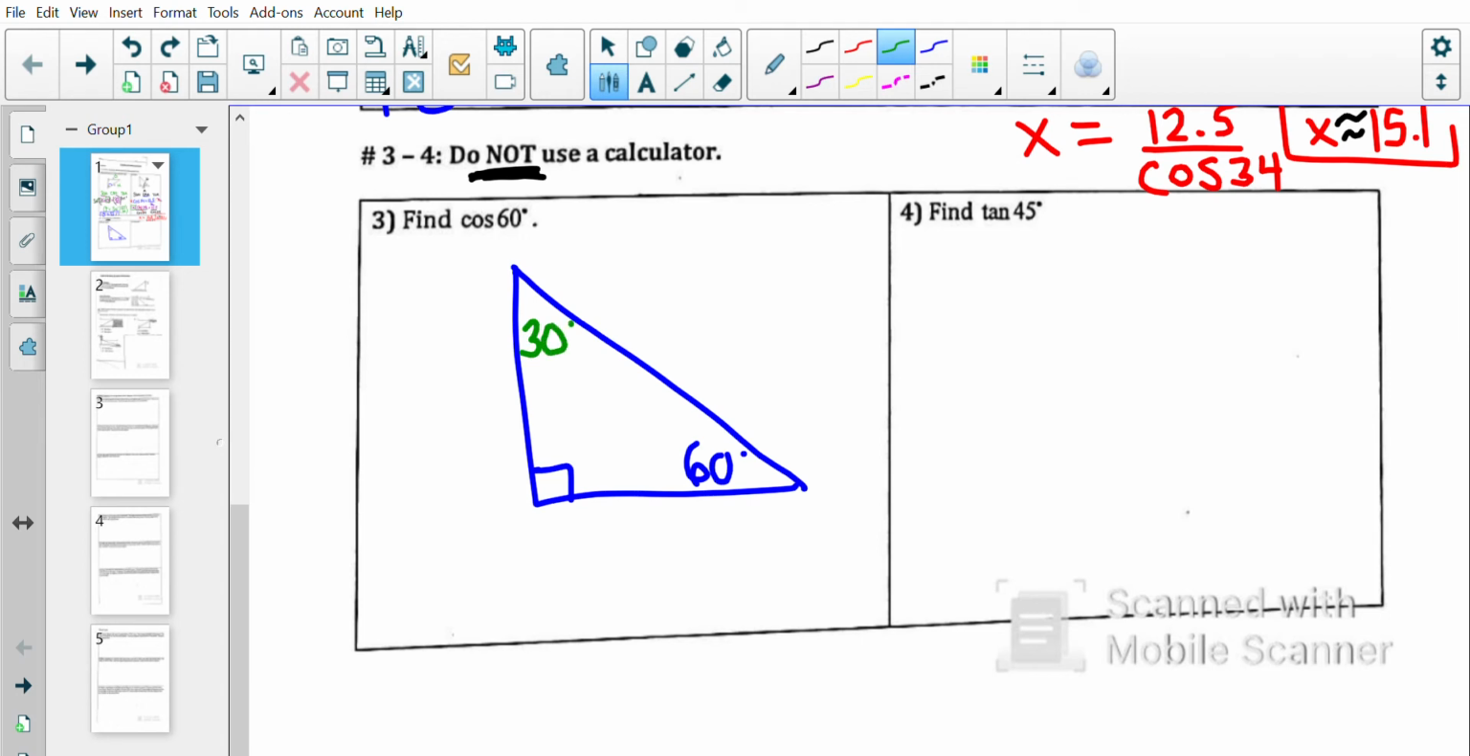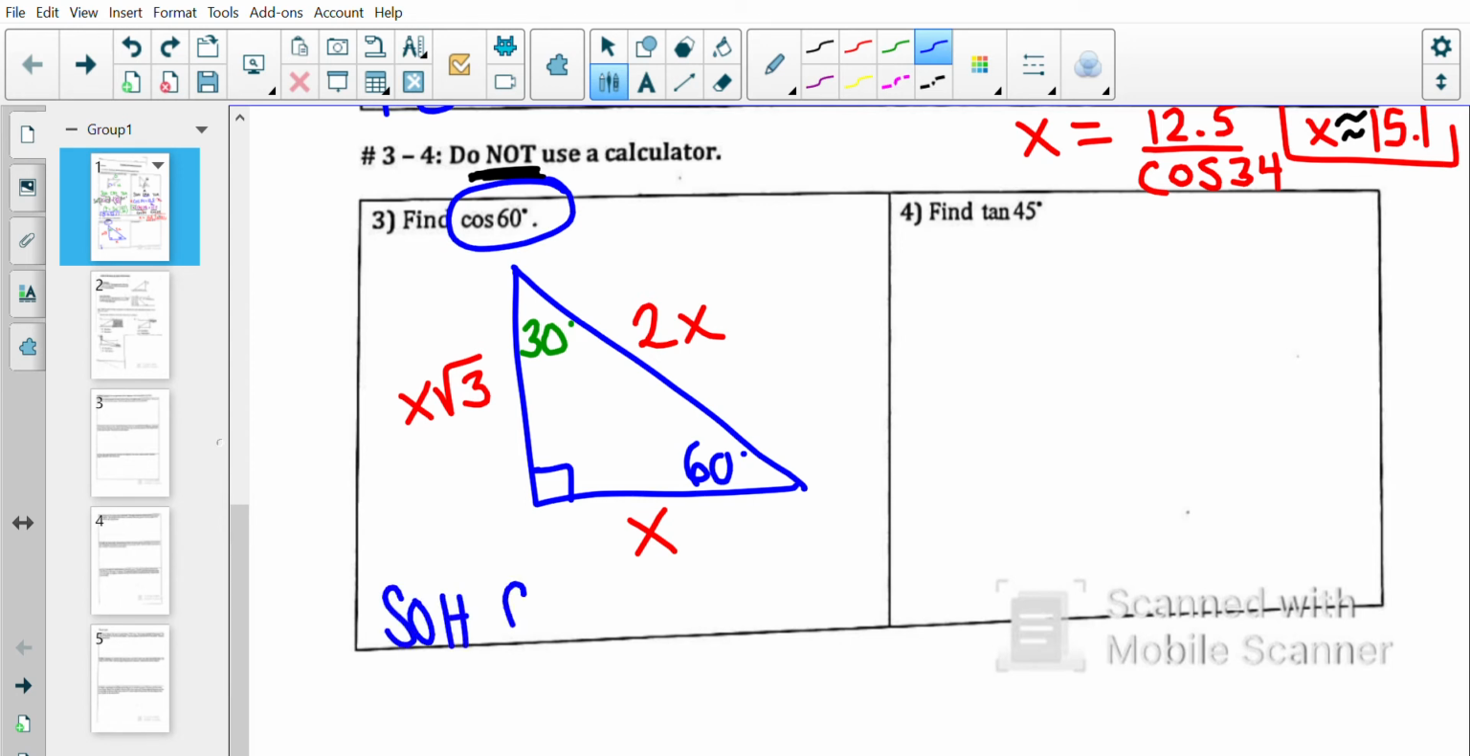So let's think back to last unit. Opposite the 30 is x, opposite the 60 is x root 3, and opposite the 90 is 2x. Now, we want to find the cosine of 60. So that's going back to SOHCAHTOA. Cosine pairs the adjacent and the hypotenuse. So I'm going to label everything in reference to the 60. I know x is adjacent and 2x is the hypotenuse.